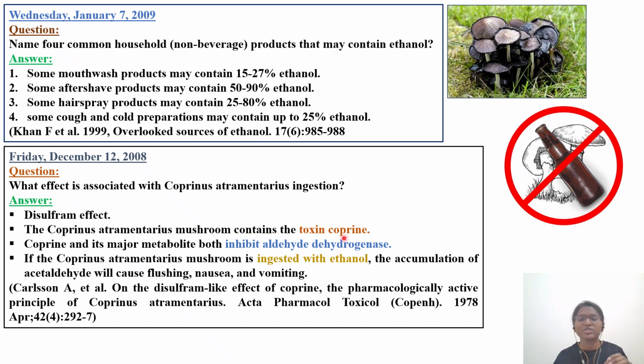What is the mechanism of this coprine? It is going to inhibit aldehyde dehydrogenase. As a result, the acetaldehyde level will increase and it will cause the same type of symptoms. So coprine, through its major metabolite, will inhibit this aldehyde dehydrogenase.